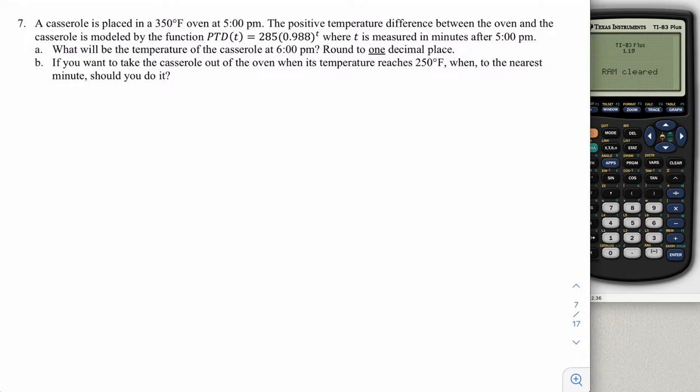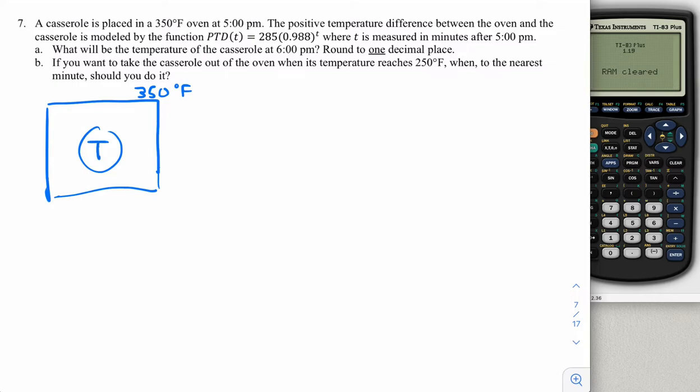Question 7. A casserole is placed in a 350-degree Fahrenheit oven at 5 p.m. So I'm just going to draw a little sketch here. Here's the oven at 350 degrees Fahrenheit. And here's the casserole in the oven, and I'll say that's at temperature capital T, temperature T.